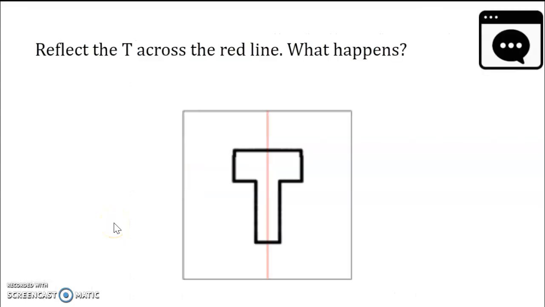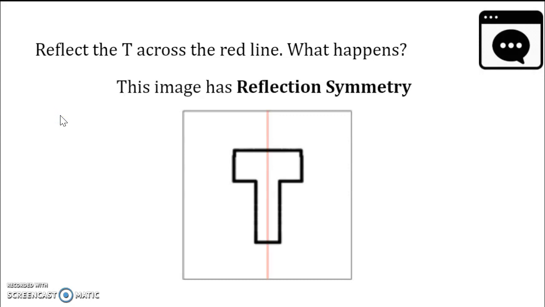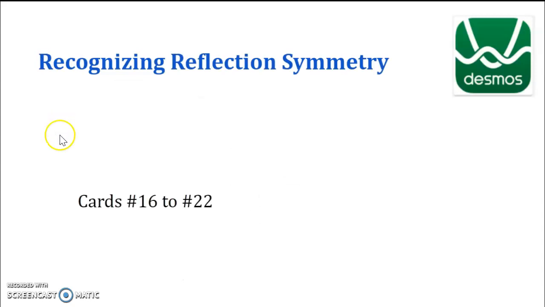Okay, now last part of the lesson. Reflect the T across the red line. Pretend that you are folding this in half. What happens when you fold this in half? It just matches right on top of each other, right? It disappears. Or if I was trying to reflect the left-hand side, it will be exactly the same as the right-hand side here. Okay, so this is what we call line symmetry, or reflective symmetry. And so you're going to do card number 16 to 22.